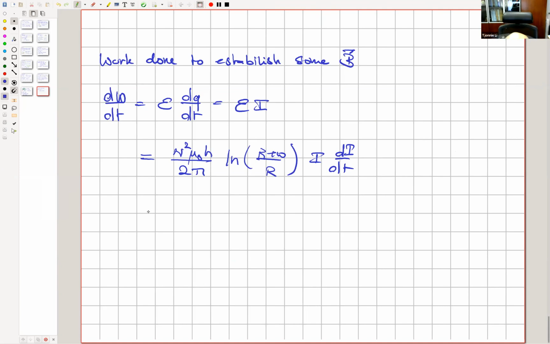Now, of course, I could also make a slight trick here and write N squared mu naught H over 2 pi, and then log of R plus W over R. And this portion here, I simply write as d by dt of a half I squared.